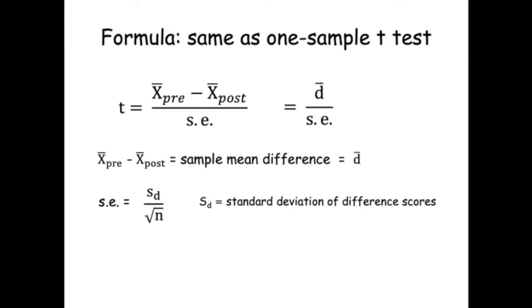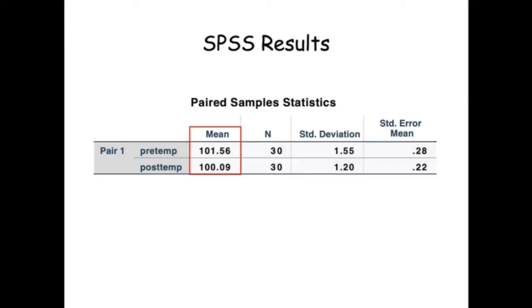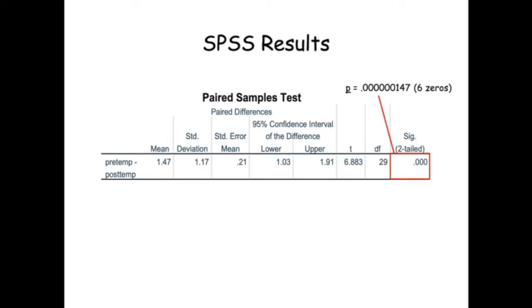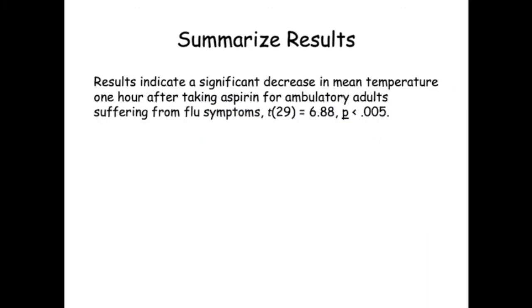Now let's look at the results from SPSS. The first table shows descriptive statistics for the two variables that make up the difference score, and we can see that the mean temperature was higher before than after aspirin. The p-value for the t-test is very small, but it's not zero. This was a one-tailed test, so we divide it in half to get the actual p-value. We would say that there was a significant decrease in mean temperature after taking aspirin.